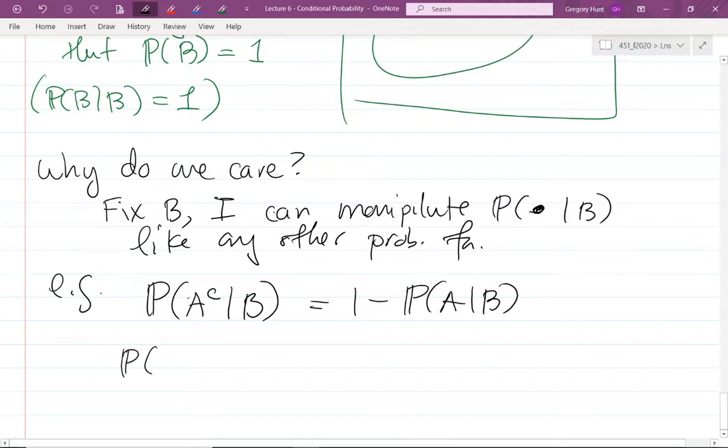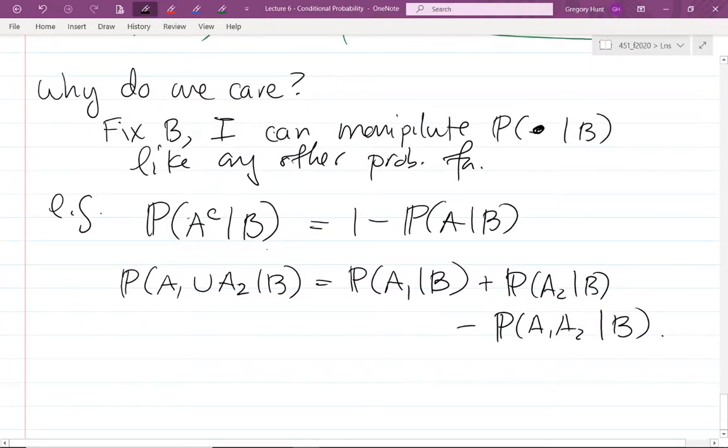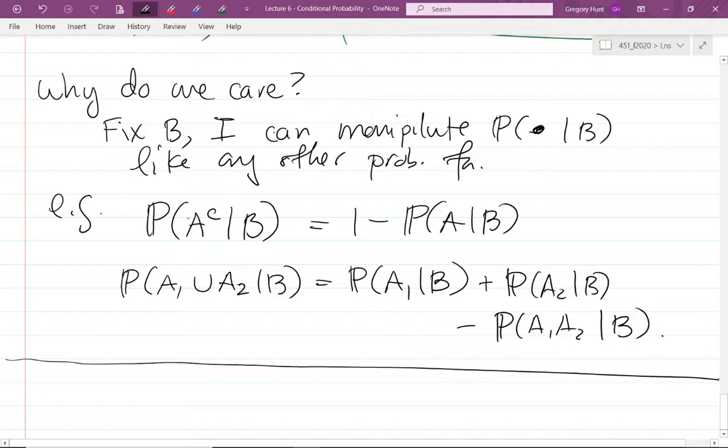Another one is, say, if I have two events, A1 union A2 given B, I can always apply my known rules. This is the probability of A1, but now I have to tack on a given B at the end of all the probability functions, plus the probability of A2 given B, minus the probability of A1, A2, and I tack on a given B at the end. But I can just basically ignore that given B tacked on at the end of all my probability functions, and I can do any kind of normal manipulations and use all the normal theorems. That's really convenient, and that's a really, really nice fact. So all the stuff we've learned so far applies to conditional probability.